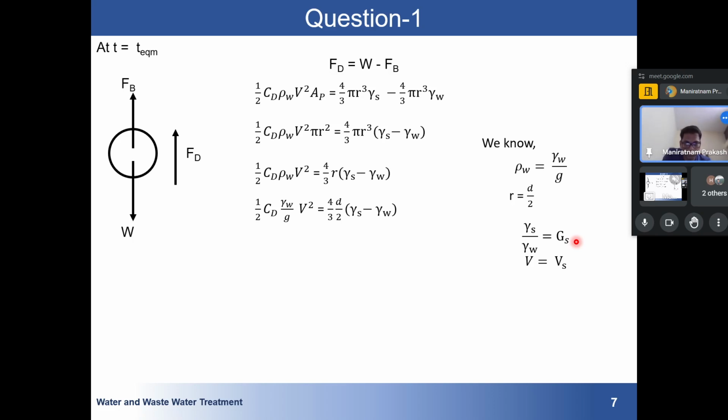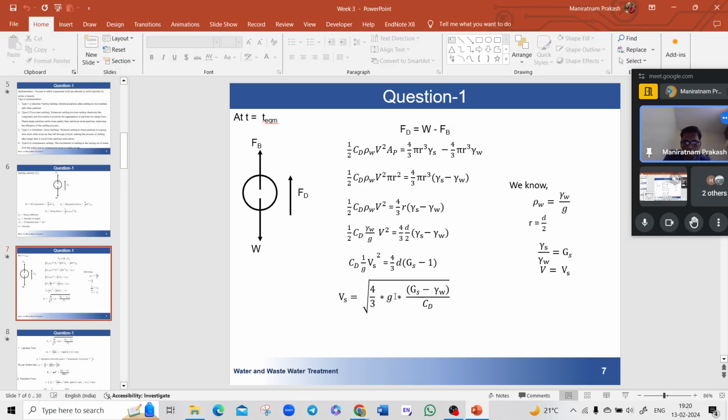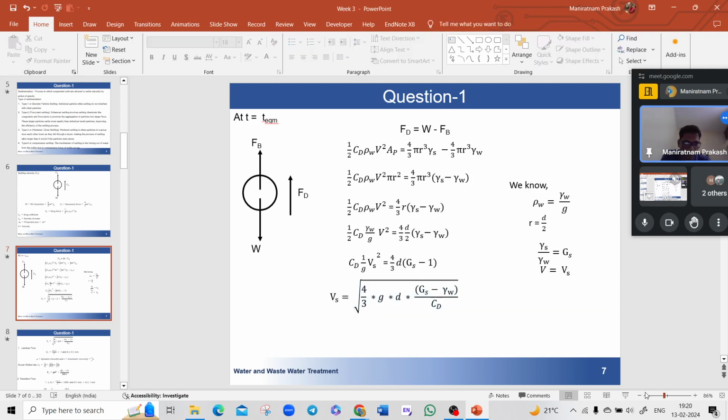And we know that at equilibrium, velocity will be equal to settling velocity. So I will put this value here, and if we equate it, we will get this kind of equation, that is Vs is equal to under root 4 by 3 G. Oh, I missed one unit here. There will be one G. It will be G into D. Sorry for the mistake.